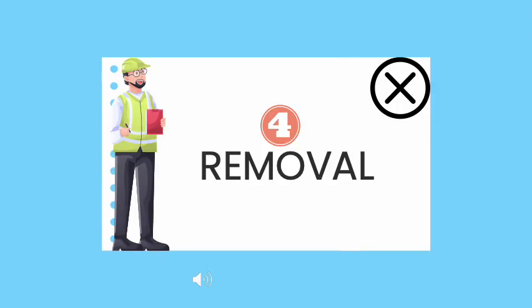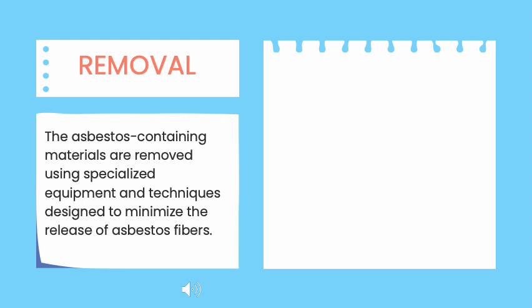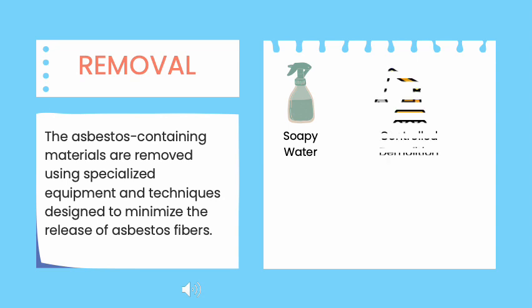Removal. The asbestos-containing materials are removed using specialized equipment and techniques designed to minimize the release of asbestos fibers. Soapy water is used as a wetting agent during the abatement process. It is sprayed onto asbestos-containing surfaces to keep the fibers from becoming airborne. Rather than using techniques that may create excessive dust and fiber release, controlled demolition involves strategies like carefully dismantling, cutting, or disassembling ACMs to minimize the generation of airborne fibers. This controlled approach helps prevent the spread of asbestos throughout the work area.